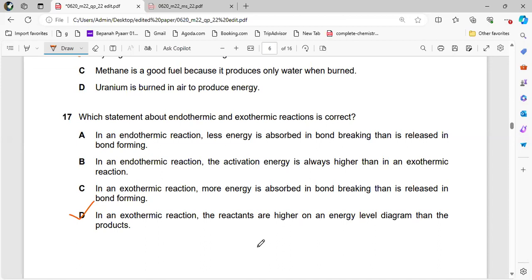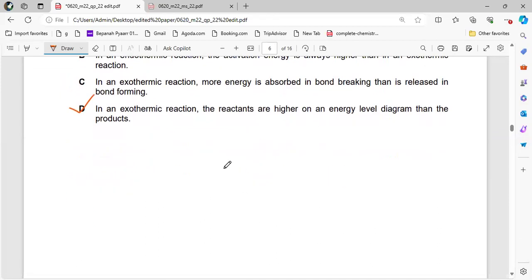In next option D, in an exothermic reaction, the reactants are higher on an energy level diagram than the products. So it is true. For exothermic reaction, in the energy level diagram, the reactants are at a higher energy level. So that will show you.